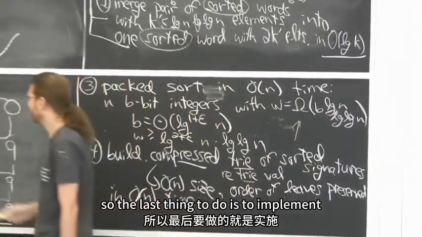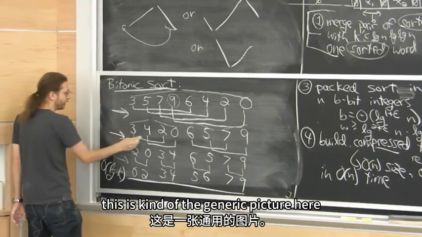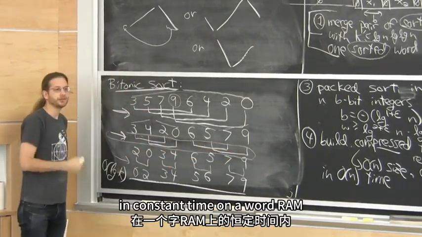So the last thing to do is to implement an operation like this or like this. This is kind of the generic picture here in constant time on a word RAM.